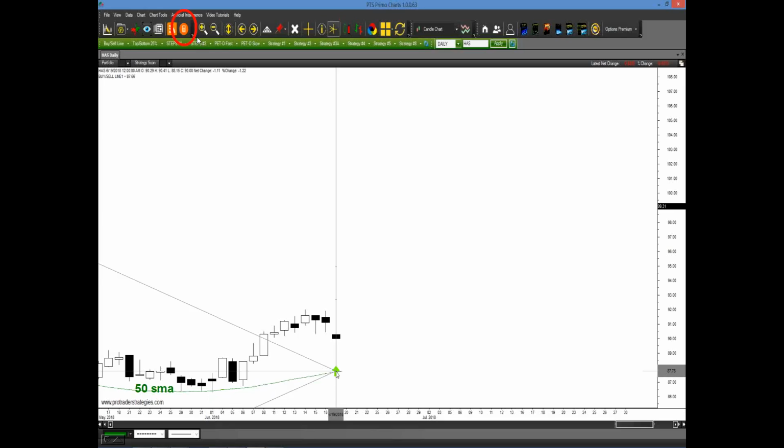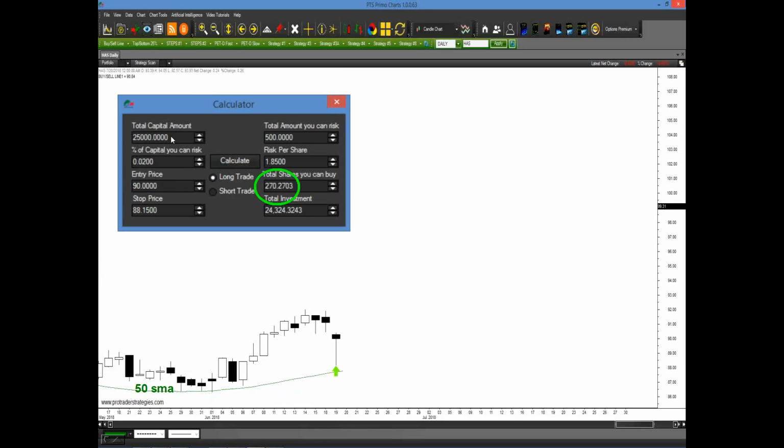Now we click on the RPS calculator, because how many shares are we going to buy? Well, here's our 25,000. We risk 2%. Our entry would be at 90. That's where the price closed, and our stop would be just below that setup where the green bar or green arrow is at 88.15. So once we calculate, we see that we're risking $500. That's 2% of our total capital. Our point risk is 1.85. That's the amount of points we're risking. And here's the amount of shares we can buy.